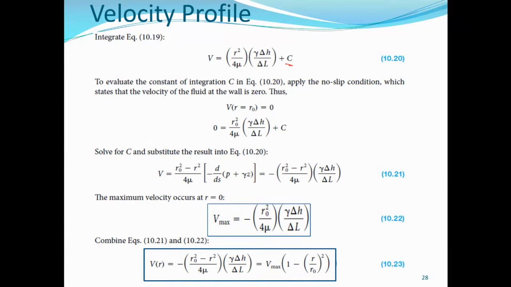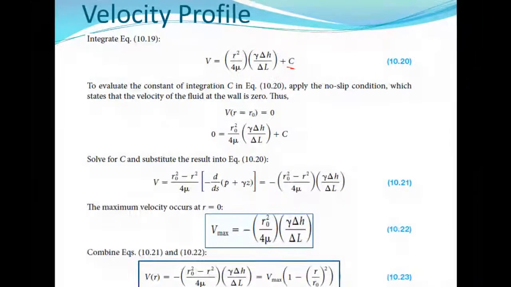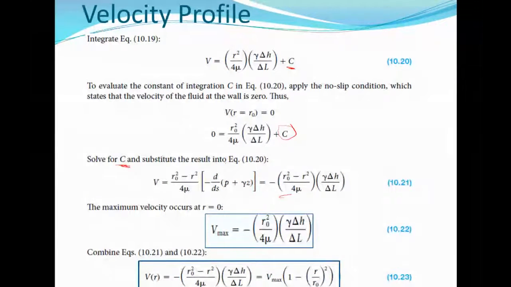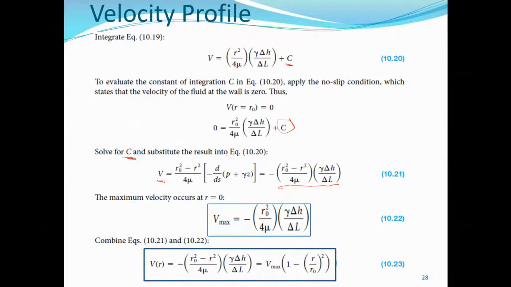Which we can find by applying the no-slip condition as the boundary condition, because the velocity is 0 at the wall, isn't it? So at r equals r naught, the velocity is 0. When we substitute, we can find c, the constant of integration, and then we substitute it back into the equation. When we solve for c, we substitute it into 10.20 here. So now this is our new equation. This is the velocity.